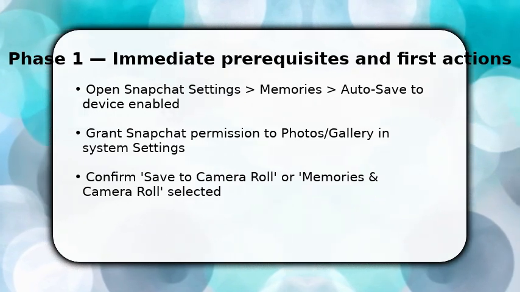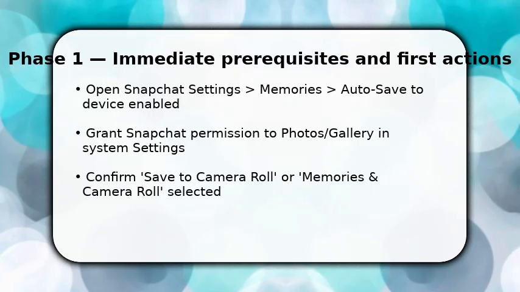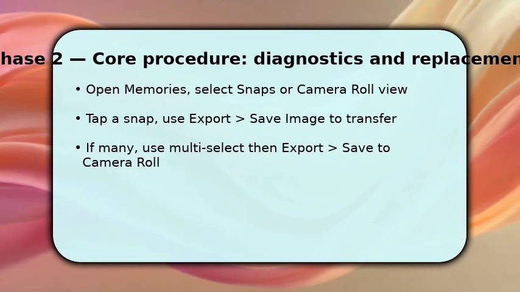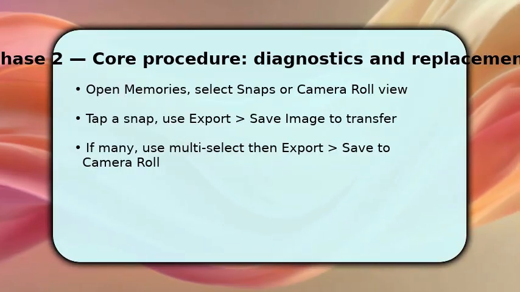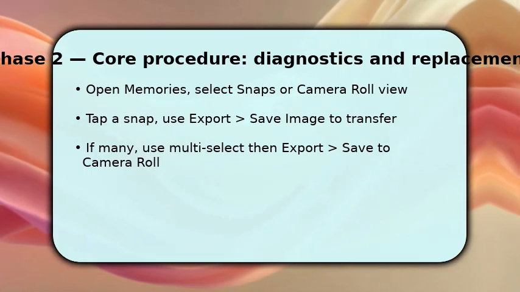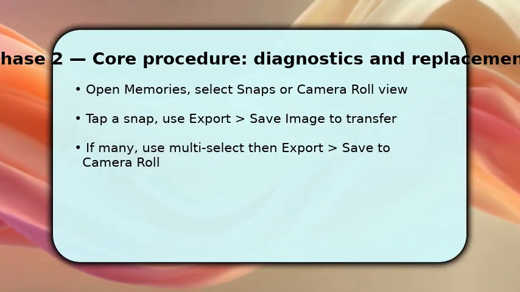Now retrieve snaps you already have. Open Memories, switch to Snaps or Camera Roll view, press and hold a snap to select it, or use the three-line menu for multi-select if you have many. Tap Export, then choose Save Image or Save to Camera Roll to send the file to your gallery.